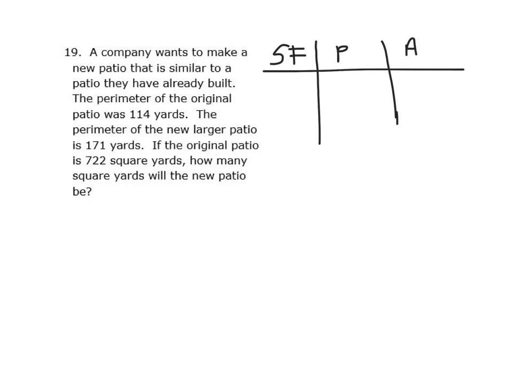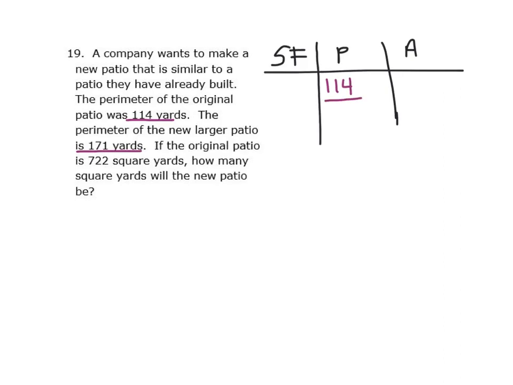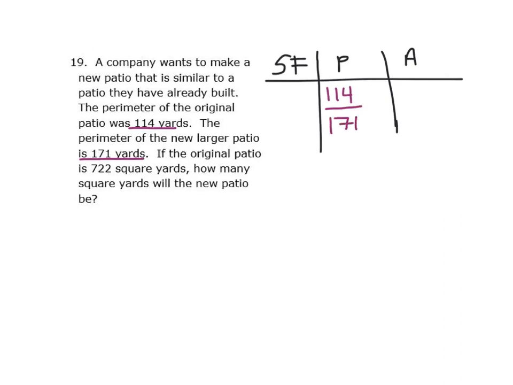Okay, so on this one, we're making similar patios. The perimeter of the original patio was 114. The new is 171. So the perimeter is going from 114 to 171. And then it's asking us to find the area of the new patio, given that the area of the original was 722 square yards. So the first thing we need to do is figure out what is our scale factor.